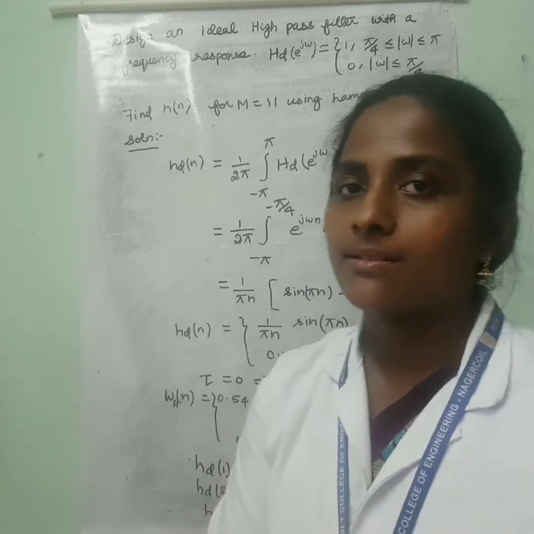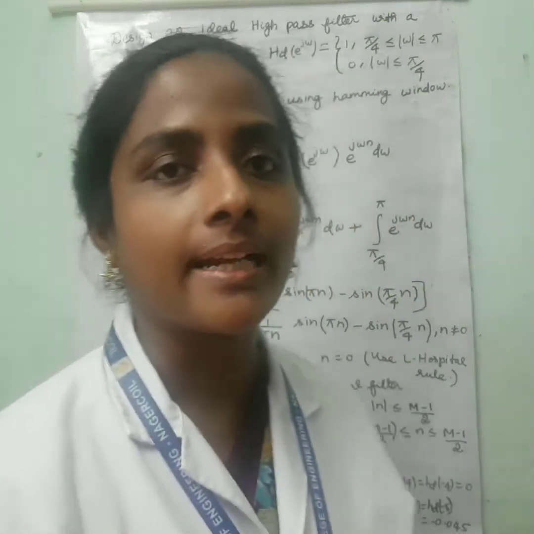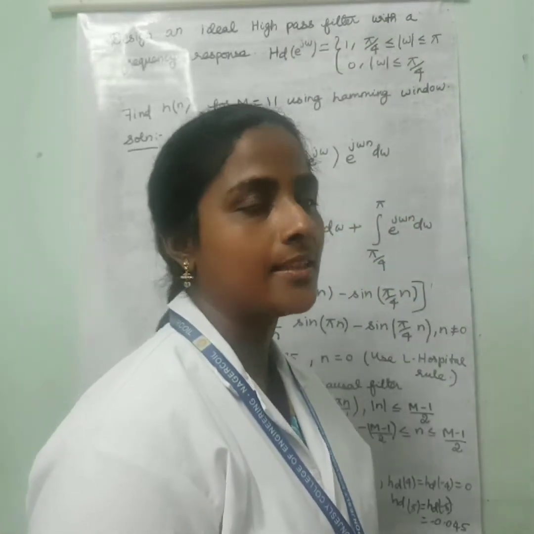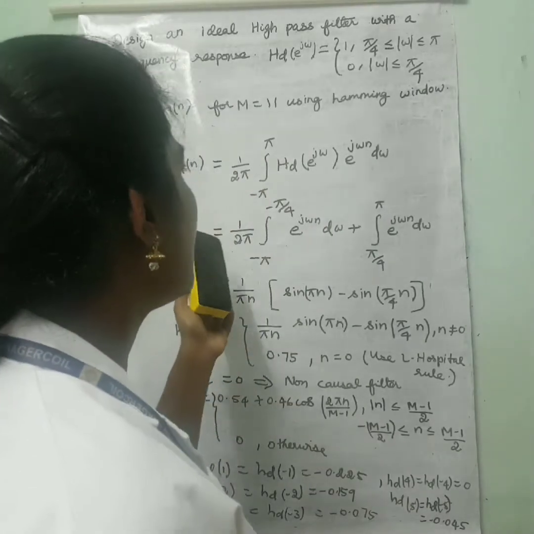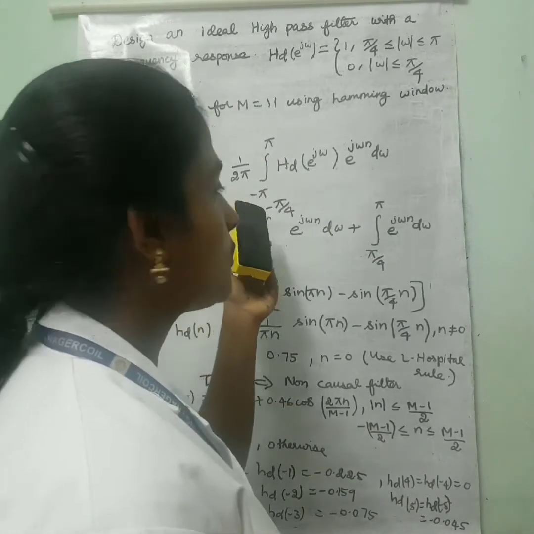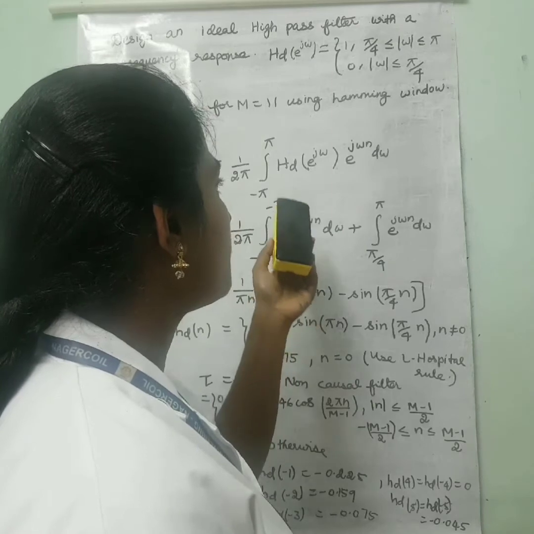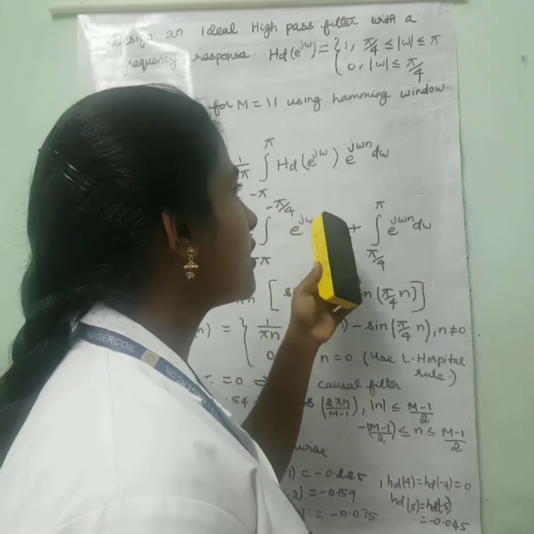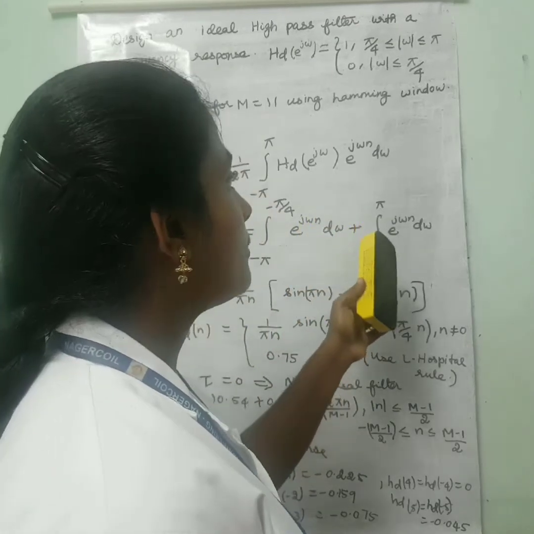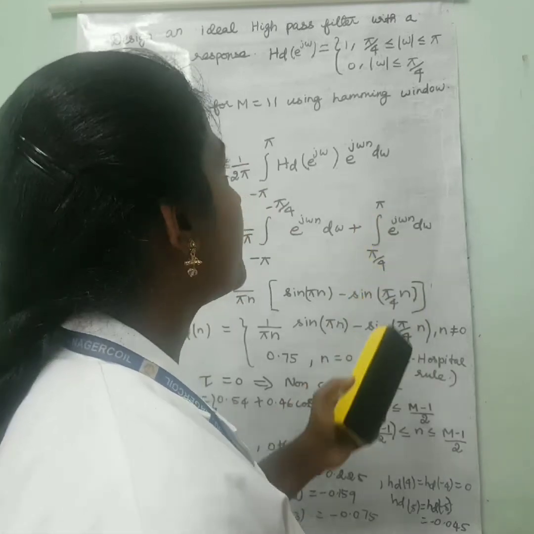Then the solution is, first we have to write the formula for Hd of n. That is, Hd of n is equal to 1 by 2 pi integral minus pi to pi Hd of e power j omega into e power j omega n into d omega.